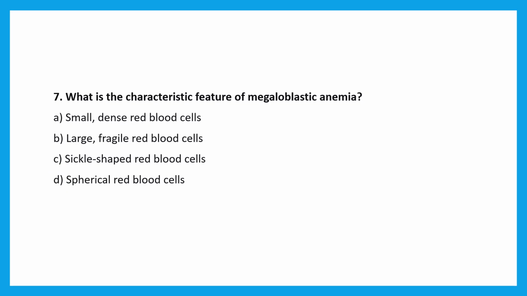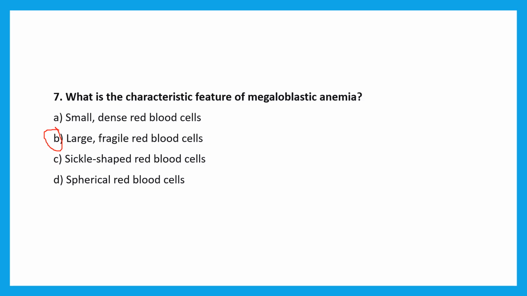What is the characteristic feature of megaloblastic anemia? A, small, dense red blood cells. B, large, fragile red blood cells. C, sickle-shaped red blood cells. And D, spherical red blood cells. Which one do you think is the correct choice? All right, so the correct choice here is B, large, fragile red blood cells.